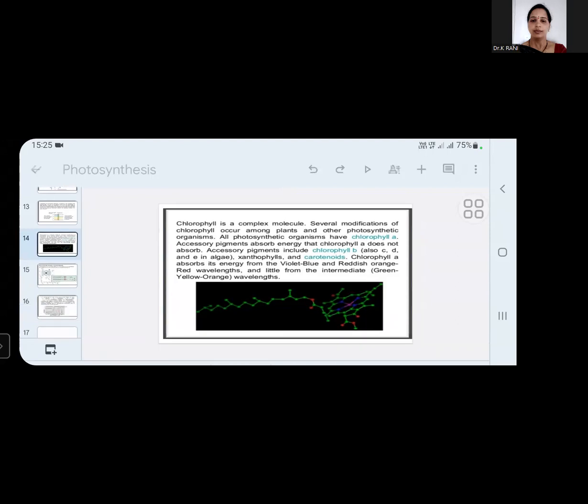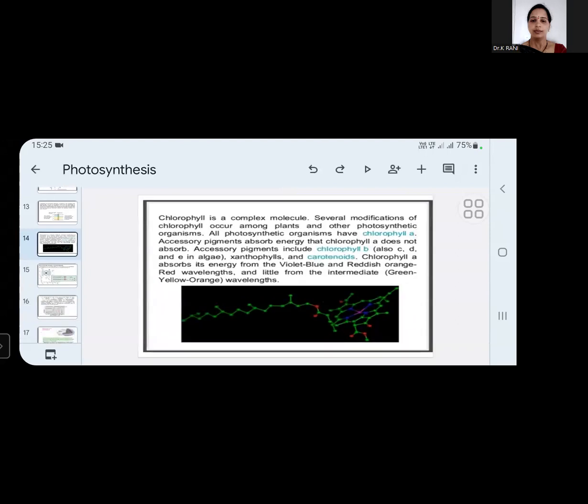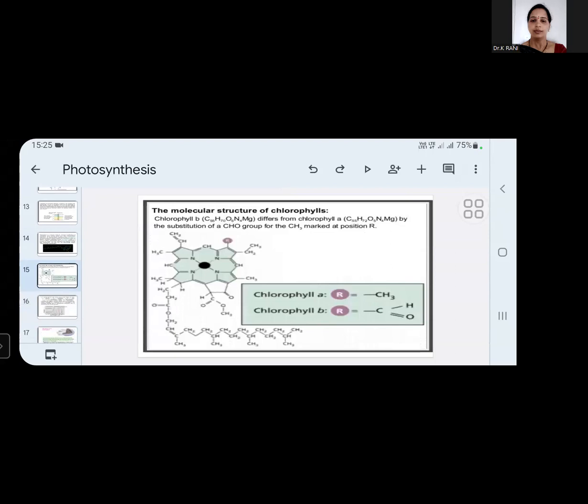Chlorophyll A, B, C, D, E. As per the same, carotenoids, carotenes and xanthophylls, and phycobilins: phycocyanin, phycoerythrin and allophycocyanin. So these all are the pigments. These pigments are involved in photosynthesis.